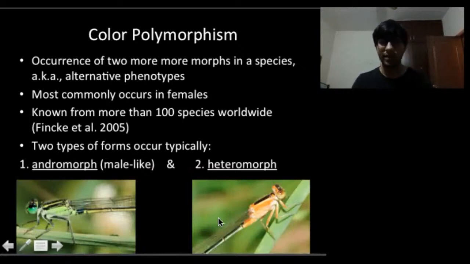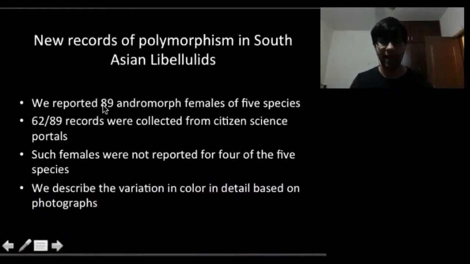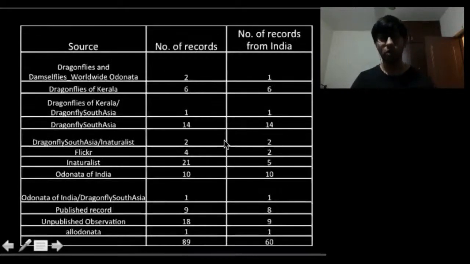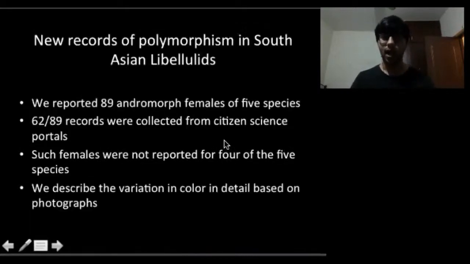And this is more common in damselflies, and it was not really reported for any South Asian dragonfly species, very, very few species. So we recorded 89 such females from 5 species of dragonflies, and I'll show you images in a couple of slides. But importantly, 62 of these 89 records were from citizen scientists. So essentially, majority of the records of our study were from citizen science portals and contributed by citizen scientists. And such females were never reported for 4 out of the 5 species in our study. And we could also describe the variation in color in great detail because we had such a high number of observations.